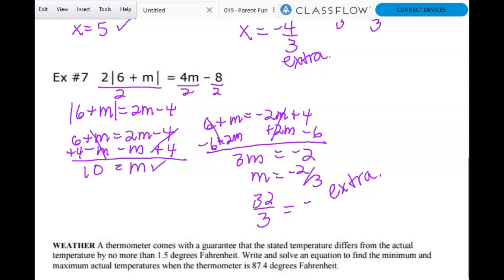So y'all, first of all, what's the difference? What do they want to know, the biggest difference can be? There's only two numbers. Is the difference 87.4 or is the difference 1.5? It's the 1.5. That goes on the equal side by itself. And the rest is an absolute value then. And what I'm going to do is take the temperature minus the 87.4. And you're going to get two answers then.